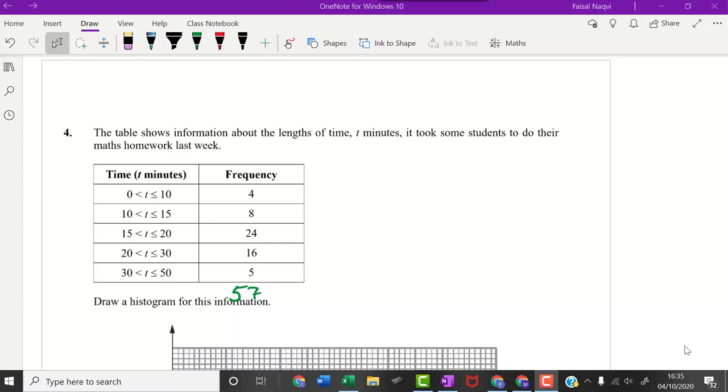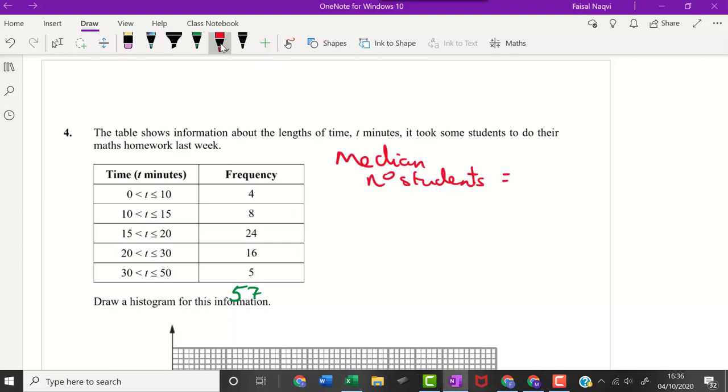If I look at this second example, I've got 57 students doing their homework. My median number of students is going to be 57 plus 1 divided by 2. So my 29th student is my median. In the first class width, I have 4 students, so it's not in there. In the second one, I have an extra 8, so that's a total of 12, so it's not in there. My 29th student comes into my third class width between 15 to 20 minutes.